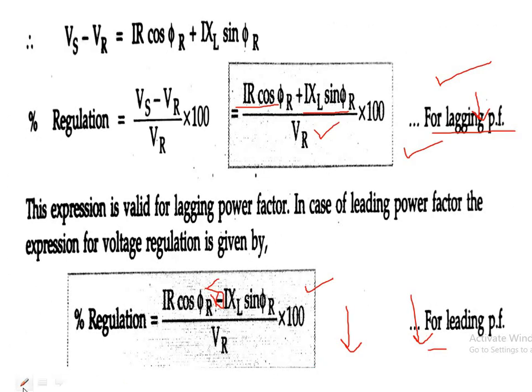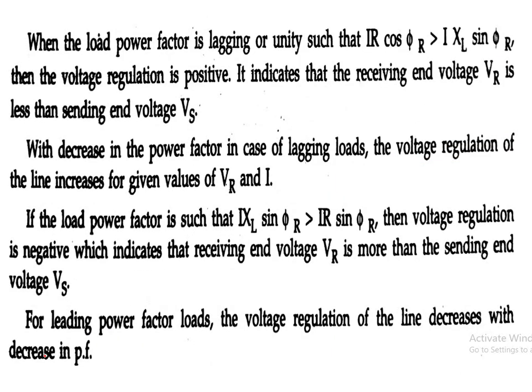So the same four points, whatever I told you now. The first point is when the load power factor is lagging or unity, such that I R cos phi r is greater than I XL sin phi r. For the lagging power factor, voltage regulation is positive, which indicates that the receiving end voltage VR is always less than the sending end voltage Vs. So with decrease in power factor, in the case of lagging loads only, the voltage regulation increases for given values of VR and I.